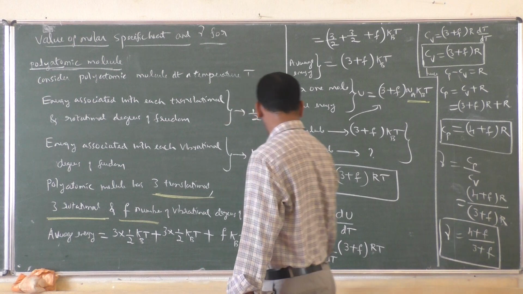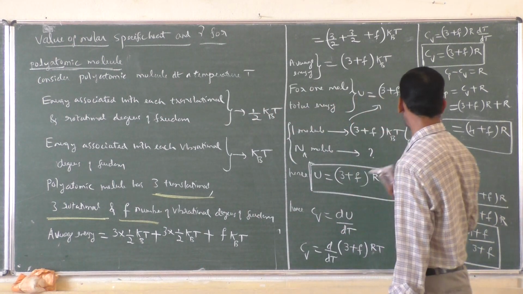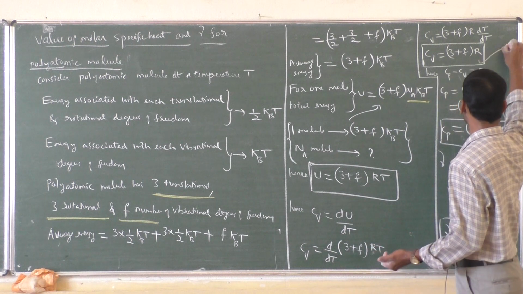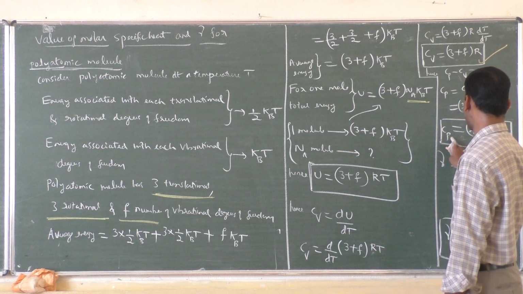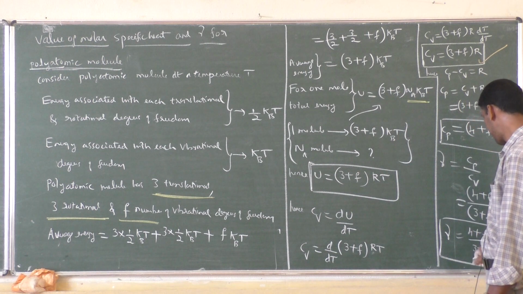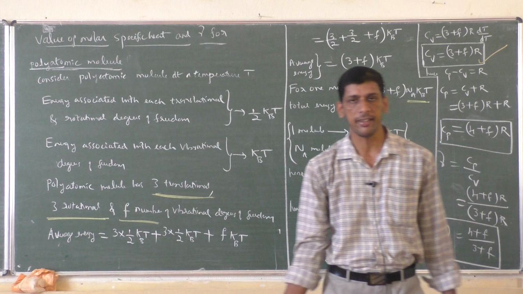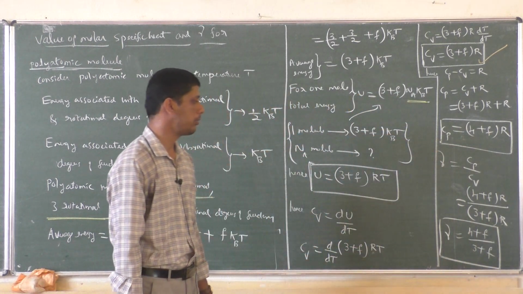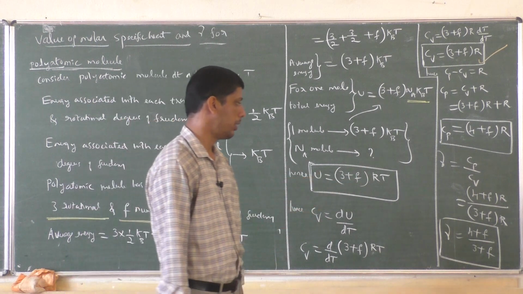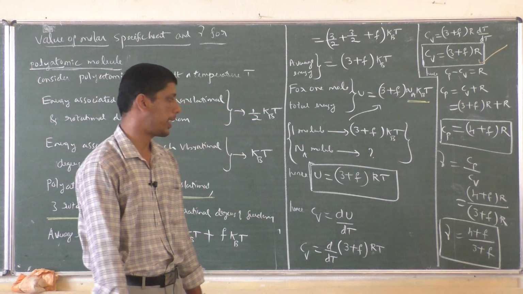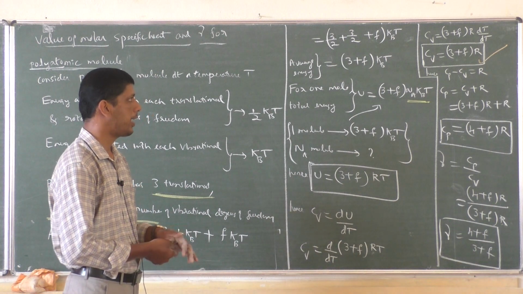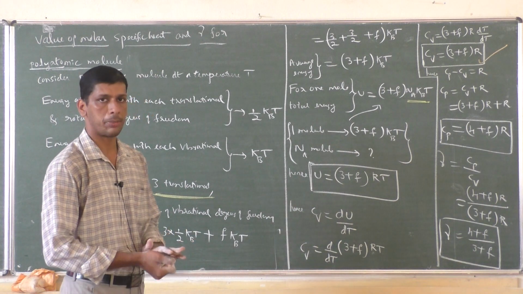So for polyatomic molecules, you have to remember this formula. Cv is equal to 3 plus F into R, Cp is equal to 4 plus F into R, whereas gamma is equal to 4 plus F by 3 plus F. If we consider a particular polyatomic molecule and we know the vibrational degrees of freedom, which is F, then we can correctly calculate the value of gamma. This is a way of solving Cp, Cv as well as gamma for the polyatomic molecule.